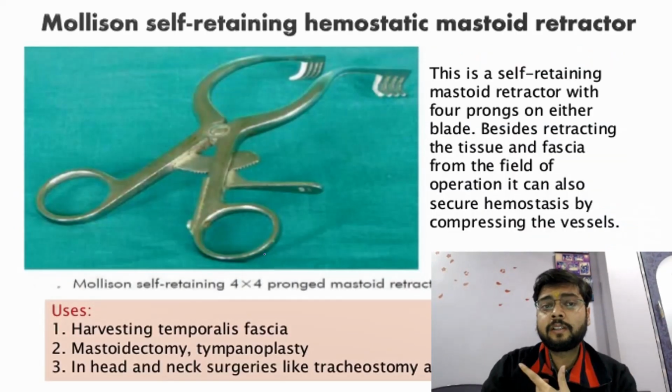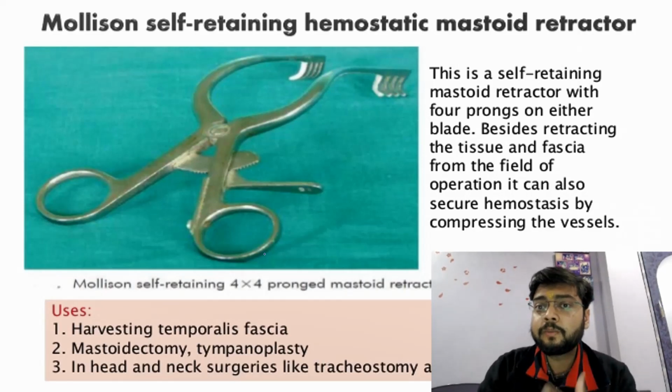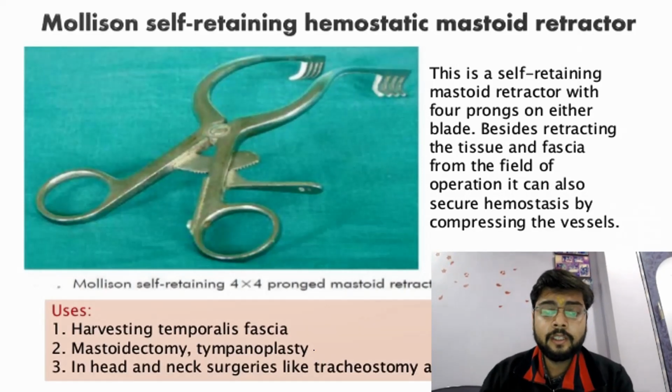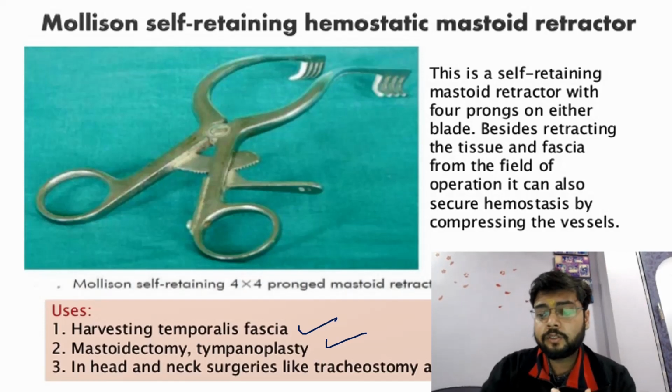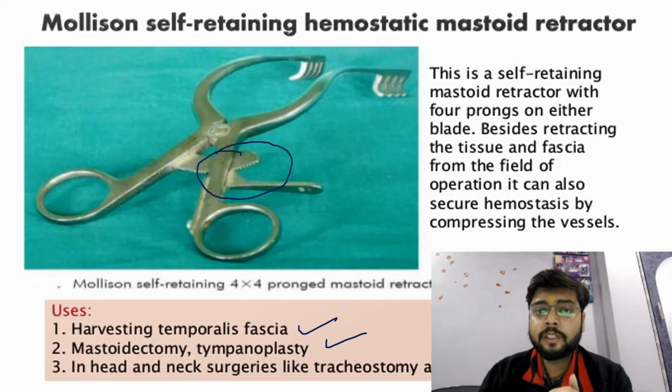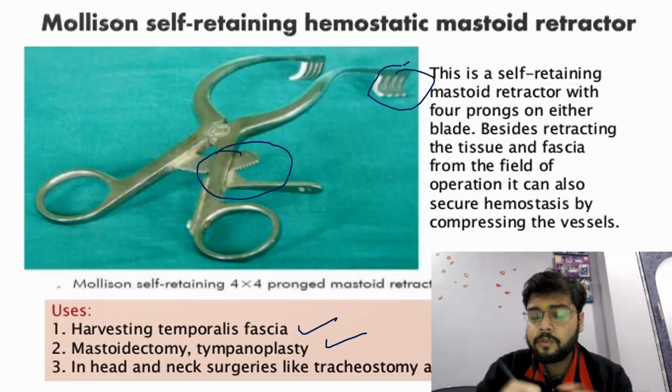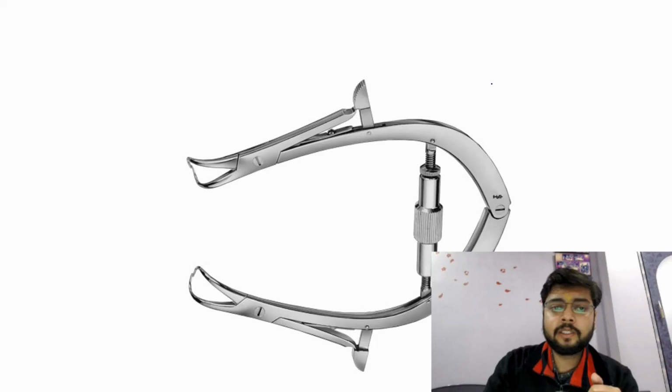एक बार रिवाइज करा देता हूँ. Mollison's self retaining hemostatic mastoid retractor used in mastoid surgeries, tympanoplasties for harvesting the temporalis fascia, mastoidectomy and head neck surgeries like tracheostomy and all. Why it is self retaining? Because यहाँ पे देखिए, यहाँ पे एक सेल्फ रिटेनिंग सिस्टम है. और hemostatic क्यों है? Because of this pressure and all. सो वो प्रेशर से hemostasis भी मेंटेन कर देता है.